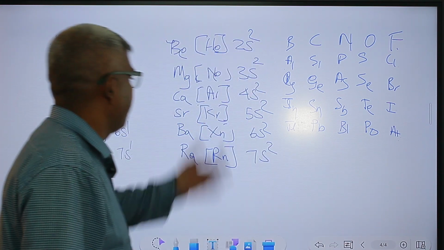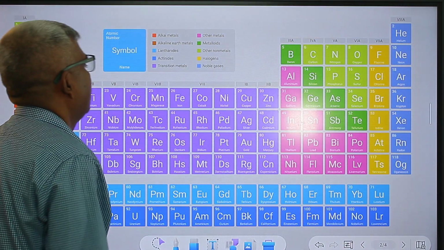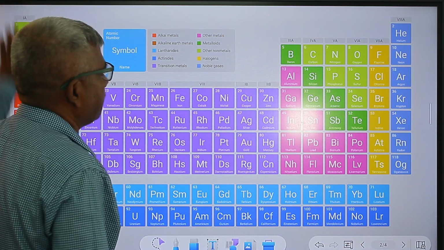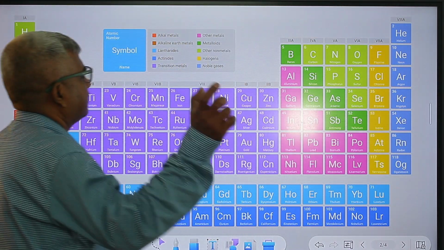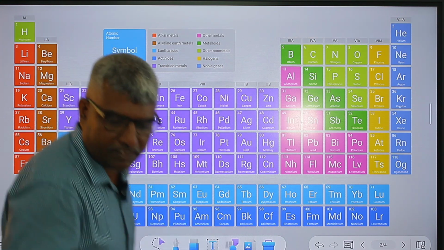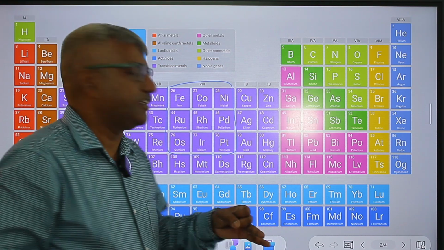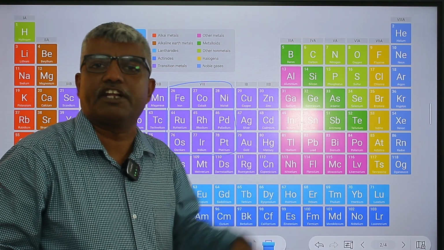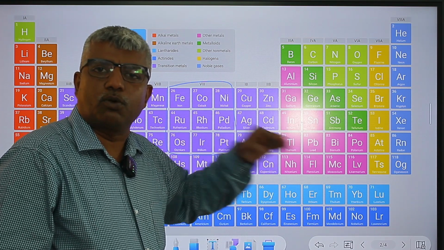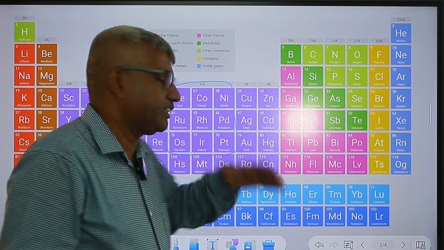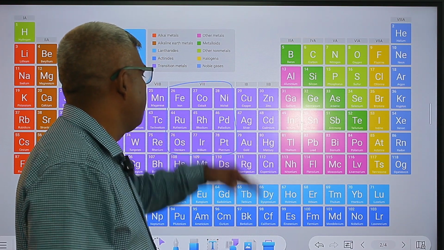Before our next class, just try to memorize this by yourself. First memorize what we studied until now. Then memorize this one, just these triads: iron, cobalt, nickel, ruthenium, rhodium, palladium, osmium, iridium, platinum.